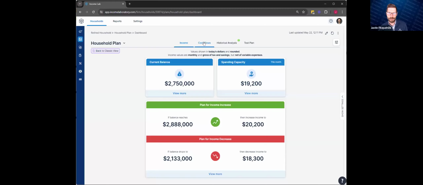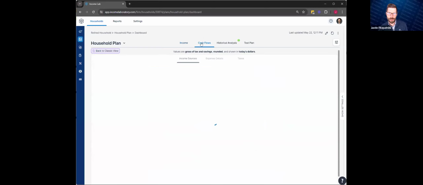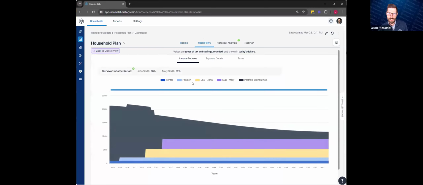If we look at their situation, they're at 2.75 million. They can spend about 19,000 a month. They have guardrails. It's a reasonably complex situation. They've got a rental, they've got a pension, they have 2 Social Securities. The timing is different. They're still paying off some things, which is why you see these lumpy expenses. They're following the retirement smile. So it's a reasonable mix of some of the complexities that we've talked about in the first 3 sessions.